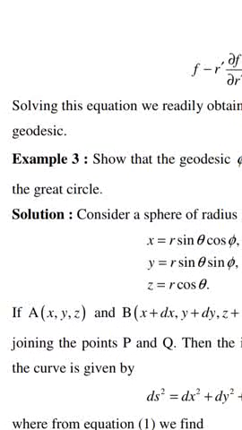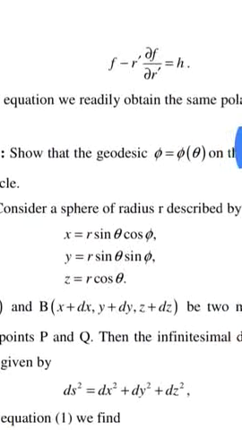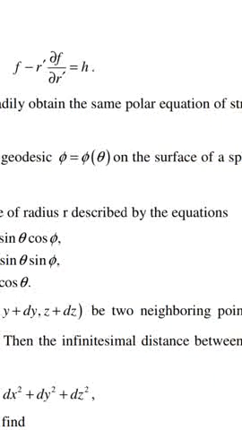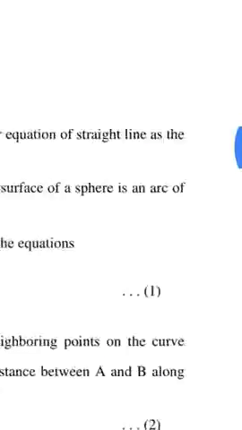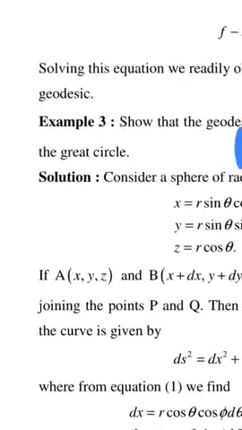Now, next example: show that the geodesic, meaning the shortest distance between two points, phi equal to phi of theta on the surface of a sphere is an arc of a great circle.